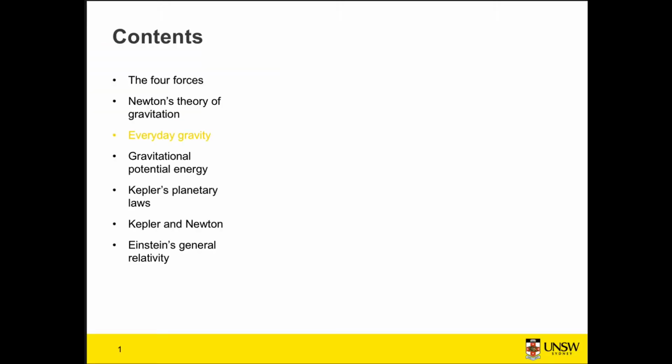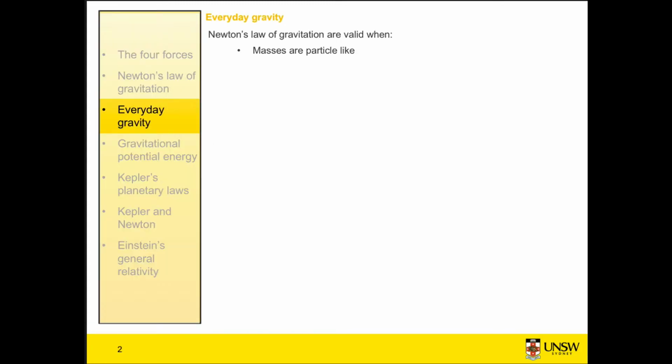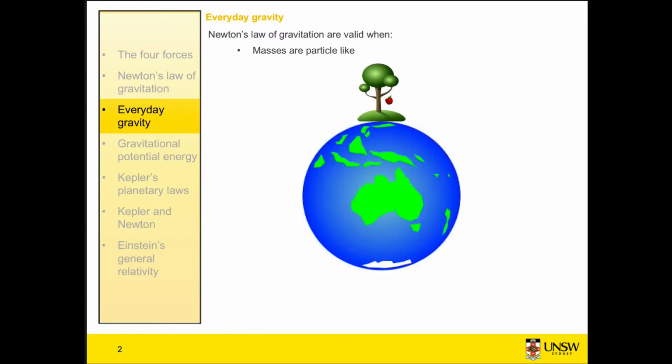In this video we'll be looking at how we deal with Newton's law on a much smaller scale, so how it works for us here on Earth. Newton's law of gravitation is valid when masses are particle-like. That's when the radius of each of the particles interacting is much smaller than the distance between them.